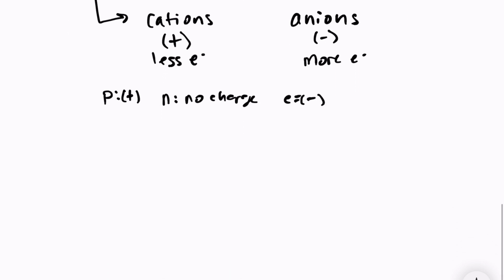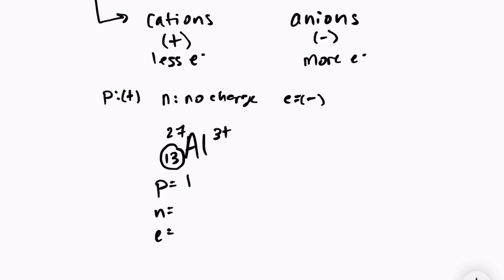So let's look at an example of an ion. Protons, that number hasn't changed, it's still the atomic number. The atomic number of an element will never change because if you change the atomic number, you change the element itself. So the number of protons for a given atom should always be the same. So protons, that hasn't changed. Neutrons, we take 27 minus 13, and that is still 14.